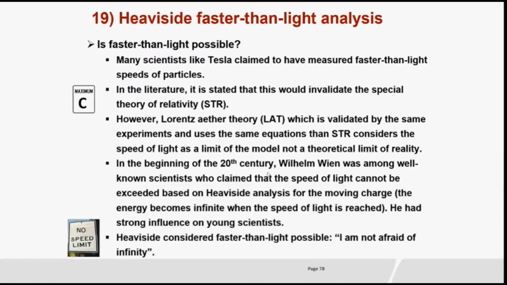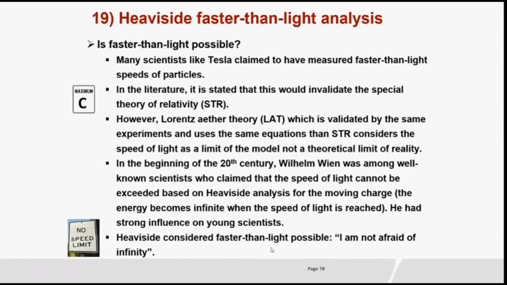In the beginning of the 20th century, Wilhelm Wien was among well-known scientists who claimed that the speed of light cannot be exceeded, based on Heaviside's analysis of the moving charge. The energy becomes infinite when the charge is moving at the speed of light. And he had strong influence on young scientists such as Einstein. But we have seen today that for the moving charge, if we don't do anything in the Maxwell equations, if we don't add the interaction of this charge with the electromagnetic wave, the energy will go to infinite. But if you model differently, it will not go to infinite. And then there is no argument now to say that you cannot exceed the speed of light.